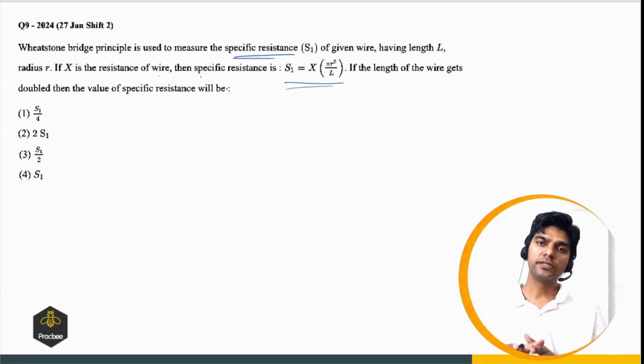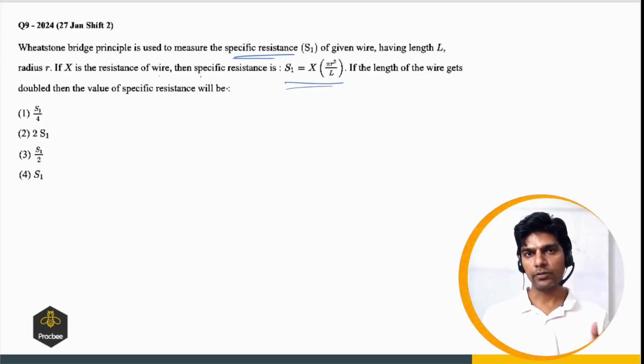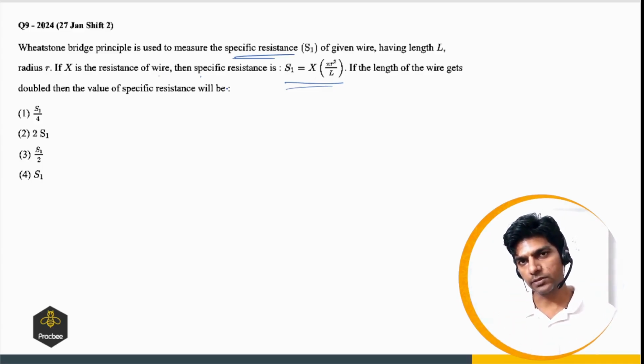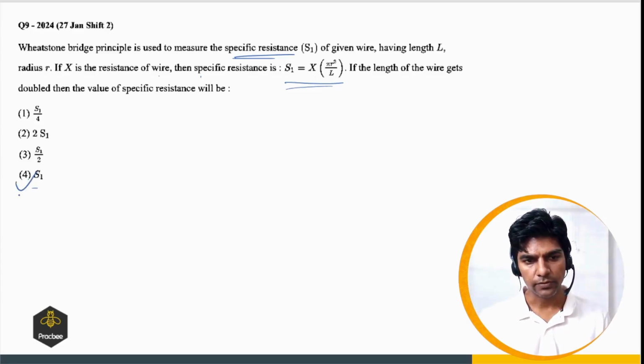Now specific resistance is the property of the material. So even if you change the length of the wire, it does not make any difference to the specific resistance because we are not changing the material. So it will remain same as S1 only, right? So option 4 is the right answer.